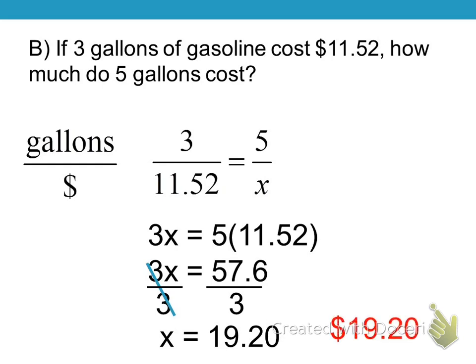We go to the nearest cent, so 2 numbers after the decimal when you're talking about money. You need to put labels, so we'll get the points off. All right, any other questions? So yes, you need to be labeling your answers or you will get points taken off. Any questions?